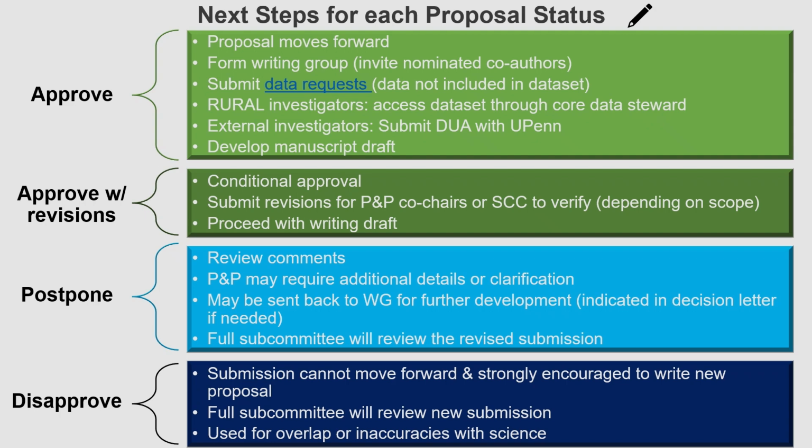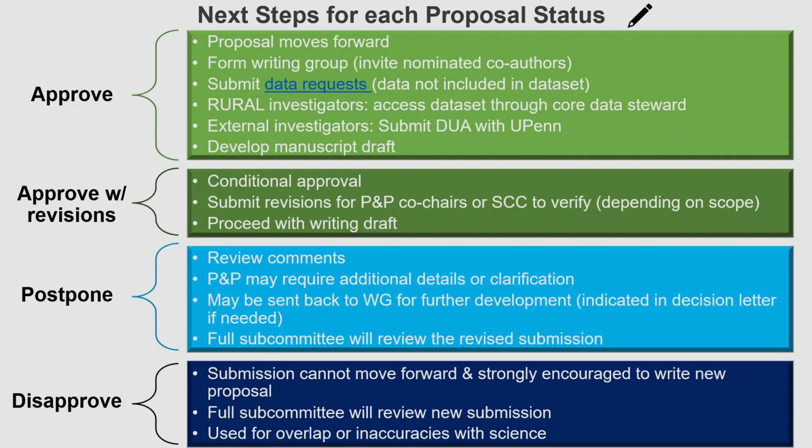The P&P chairs will decide on the P&P call if the chairs or study coordinating center will need to verify the revisions. The P&P may postpone a proposal if additional details or clarification is needed. This option may be used to send proposals back to the working group for further development. If this is recommended by the P&P subcommittee, it will be indicated on your decision letter. The full subcommittee reviews the revised submission.